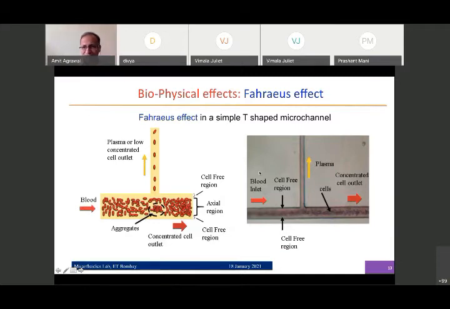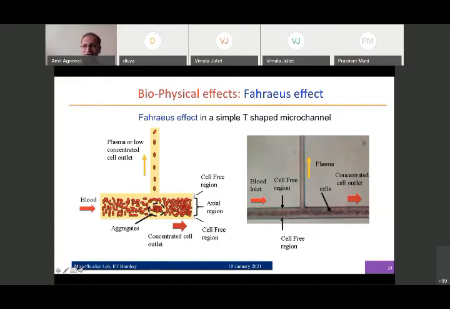And then you see that there is a thin whitish region. This is the region which is free of cells. And then you see this darker shade in between. This is where the cells have migrated. So you can see that there is a lateral migration of cells which is happening. The cells are avoiding to go very close to the wall. This is a natural phenomenon that happens.